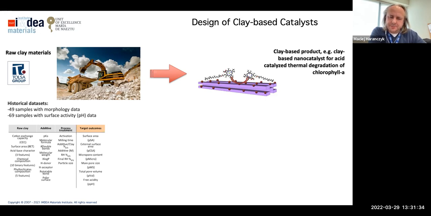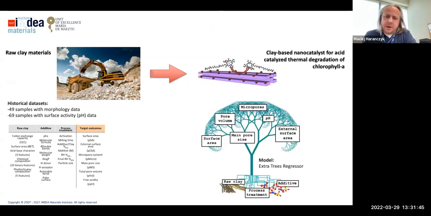And for those treated samples, we have experimentally measured properties like surface area, micropore content, and so on. So the idea here is to build a model that will combine those descriptors with the measured properties. And we will use, again, one of the decision tree-based algorithms, in this case, extra-trees regressor.